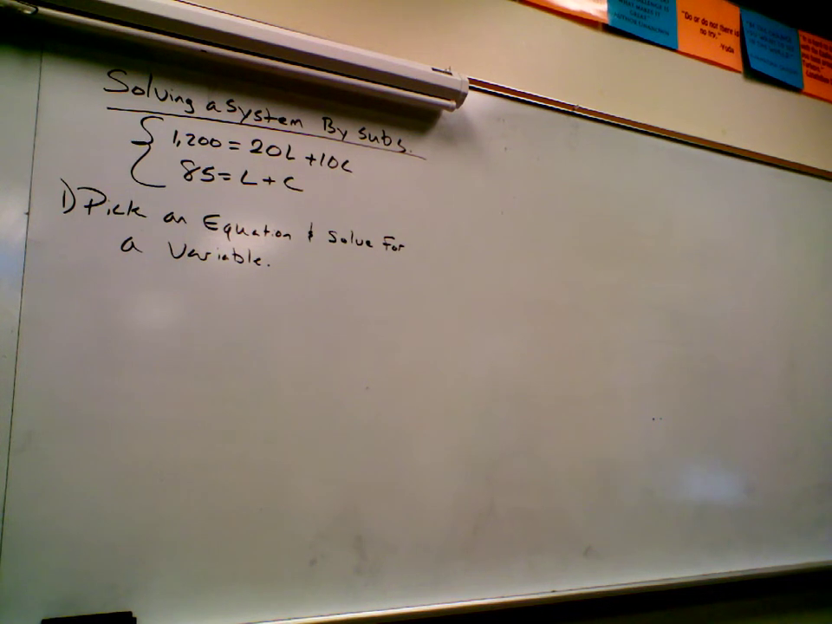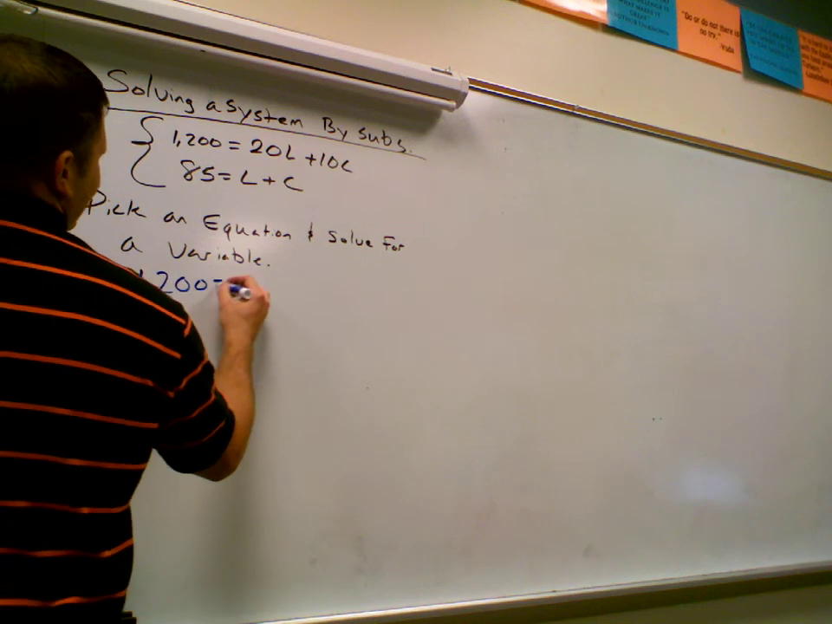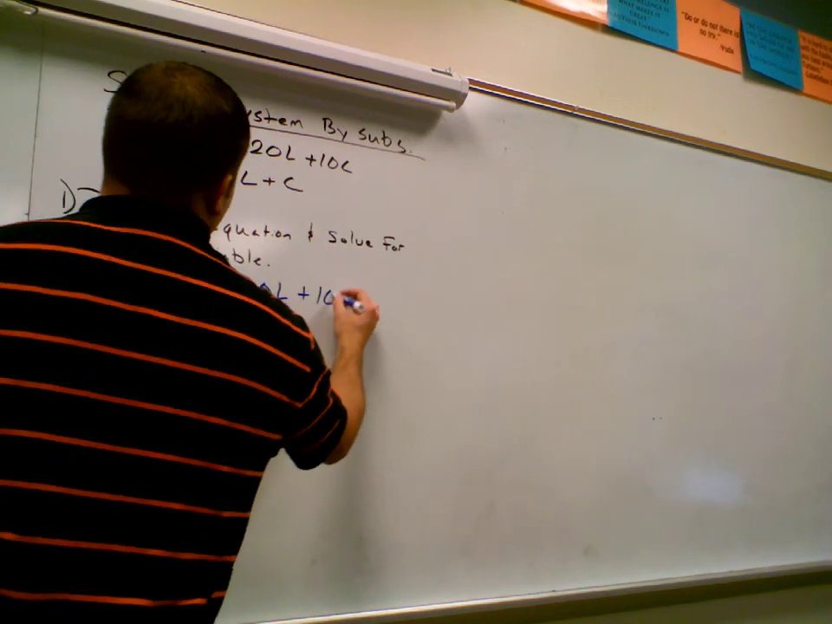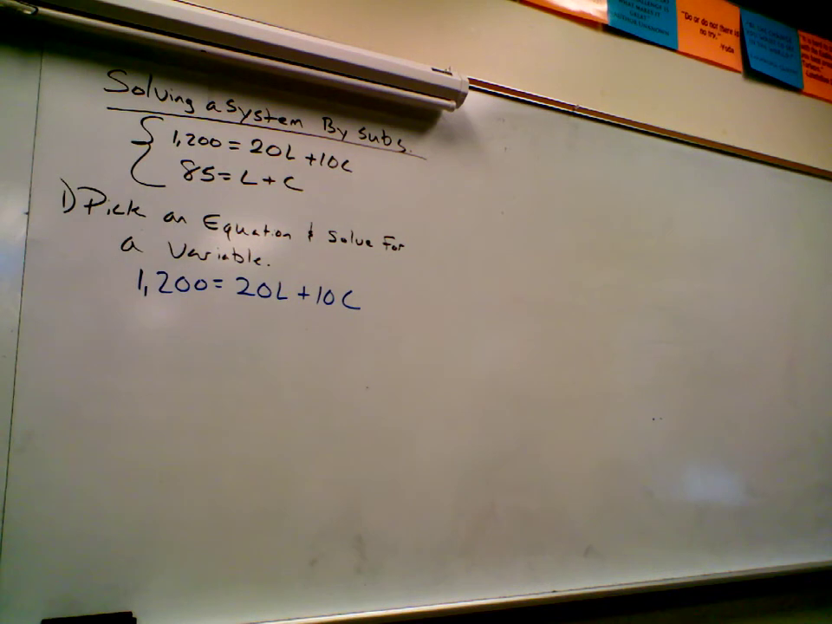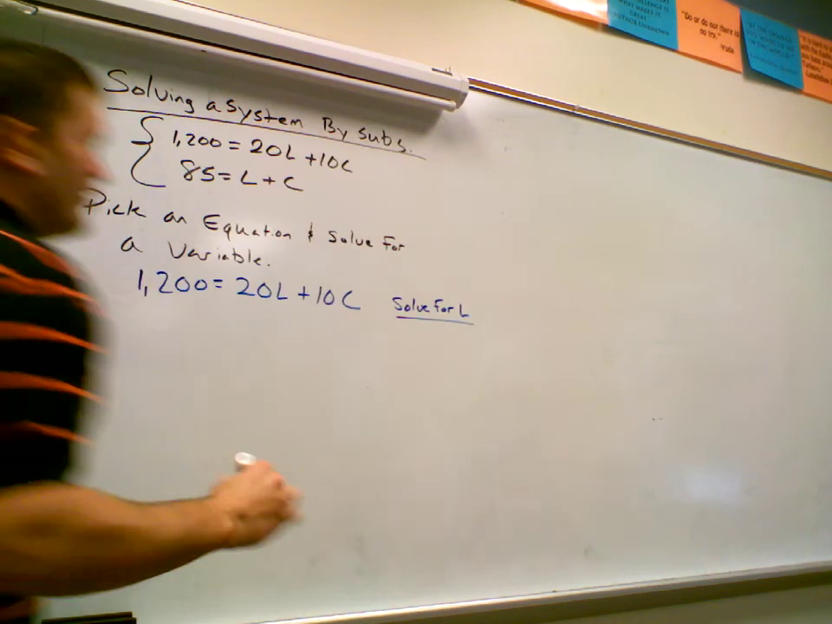Ethan, do you want to start with the top one or bottom one? I like the bottom one myself because it's easier, but you can pick. The top one, okay. 1200 equals 20L plus 10C. We need to solve this for a variable. Which variable would you like, L or C? L. So we're going to solve for L.